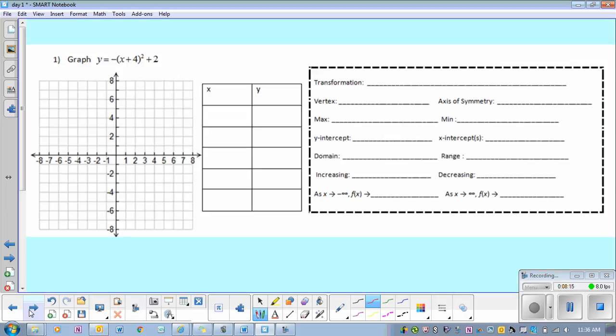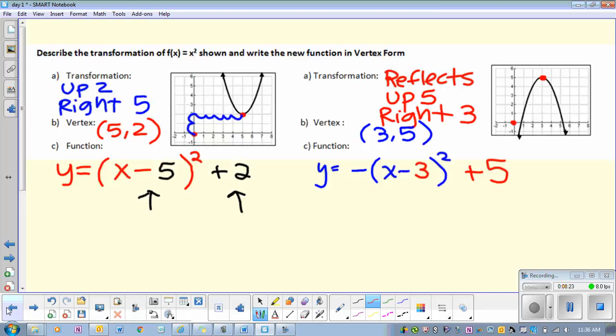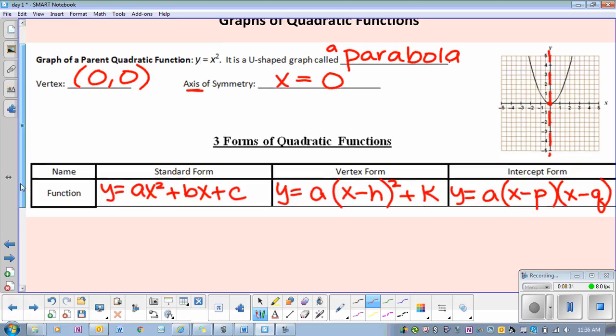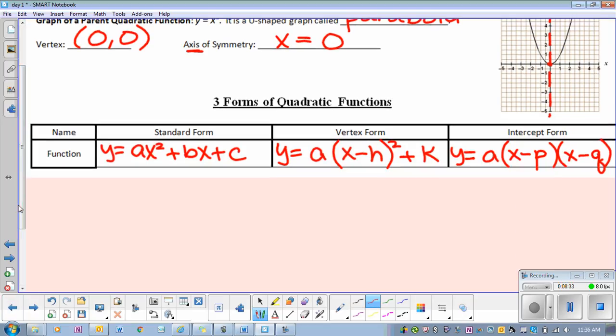All right, so number 1, which form is this in? Vertex. Okay. Oh, and then you know what we should do? Let's add a little something extra for our class. Go back to the first page. Oh my goodness, so exciting. You ready for this? Yes.